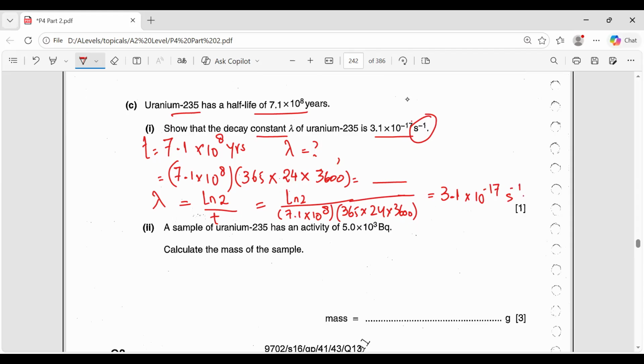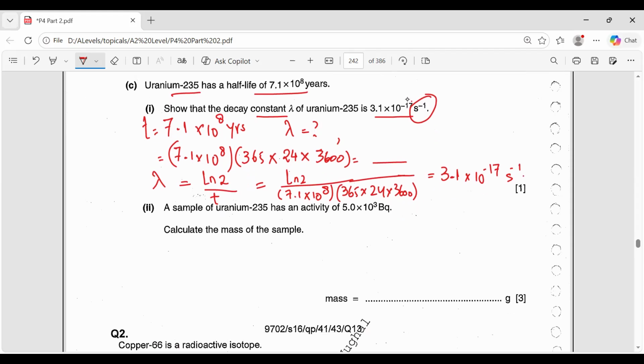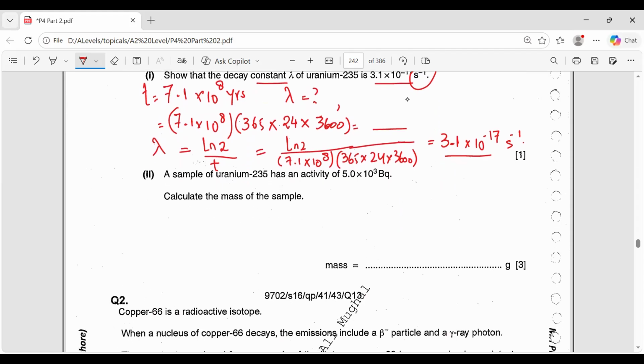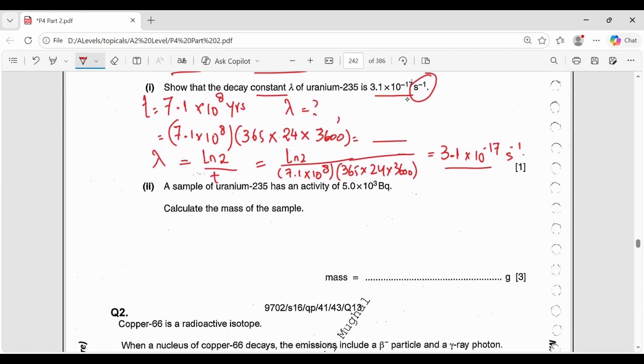Yes, can anyone try what this value comes to? 3.0957 into 10 power minus 17. Good. So it is approximately equivalent to 3.1 into 10 power minus 17. Is this fine?